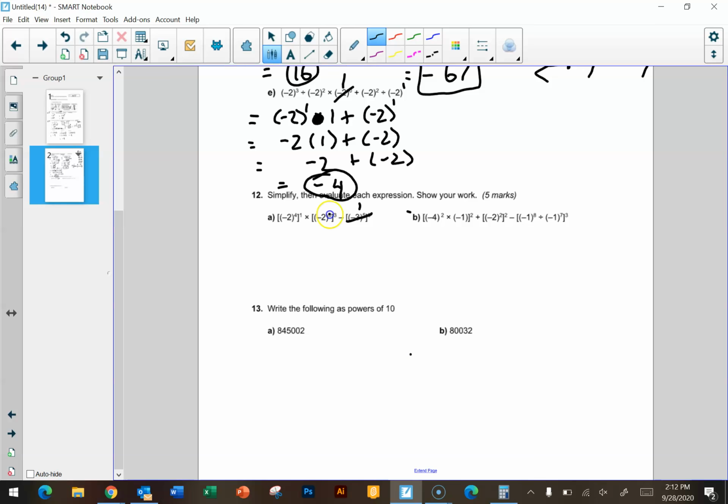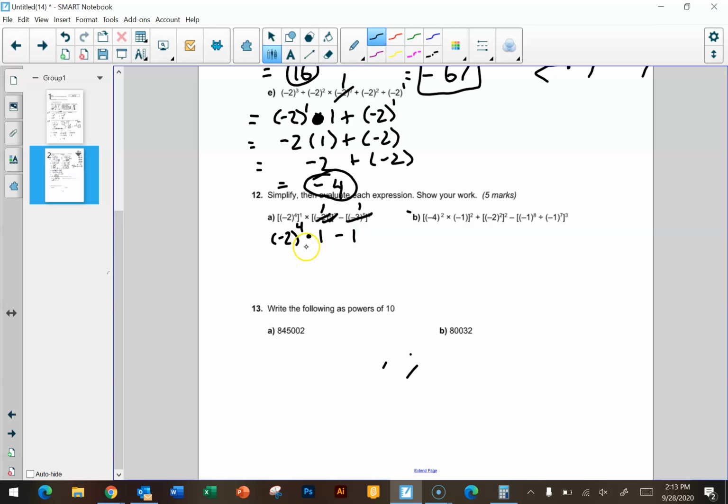On the inside of this bracket, you've got negative 2 to the power of 0, so that's just 1. Just 1 as well. And 1 to the power of 3 is just 1, so I can get rid of that too. And then this one I can't really do anything about. So let's work here from left to right. We've got negative 2 to the power of 4 to the power of 1. When we've got a power to a power, we multiply those powers. 4 times 1 is 4. Times 1, that's easy, minus 1.